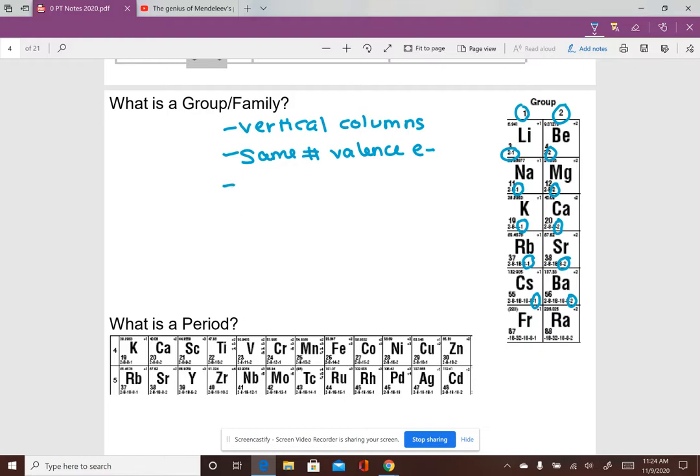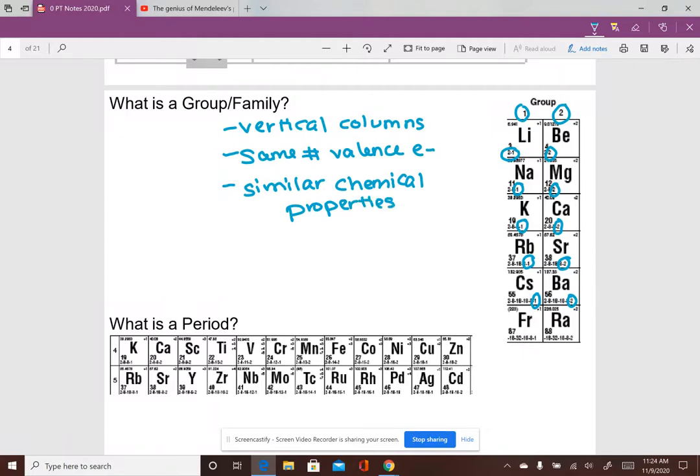Because they have the same number of valence electrons, they're going to react in similar ways. They're going to have similar chemical properties. Now, the goal of every element on the periodic table is to be stable.